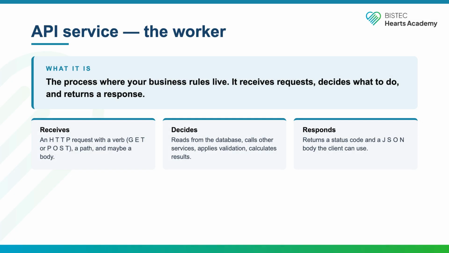Stop 4. The API service. This is where your code runs. The API service does 3 things in order. It receives an HTTP request. The request has a verb like GET or POST, a path like /books, and possibly a body containing JSON data.